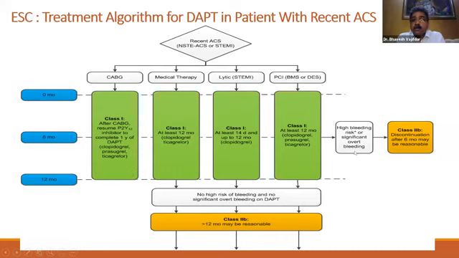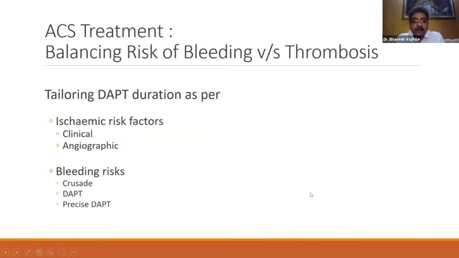The important thing is if you have a high bleeding risk, then you could shorten it, and if you have a very high ischemic risk, then you could prolong it. So this is the important thing. While we want a good antithrombotic effect, we don't want the patients to bleed and have complications and perhaps mortality because of a bleed. So it's really very important for us to tailor our therapy based on the ischemic risk factors and the bleeding risk factors.